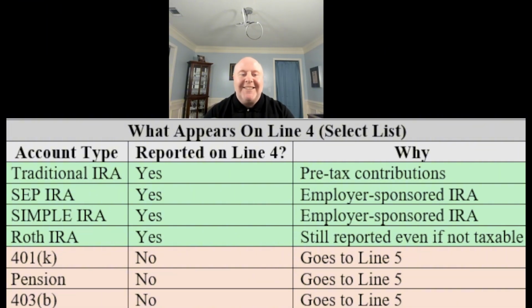You can see that it's not going to include things like your 401(k), your pension, or a 403(b) for those of you that are qualified for those. It doesn't appear on line 4. Those are actually going to go on line 5, which will be in our next video. So if you have a traditional IRA, SEP, SIMPLE, Roth, any of those, yes, this is where you're looking at line 4.